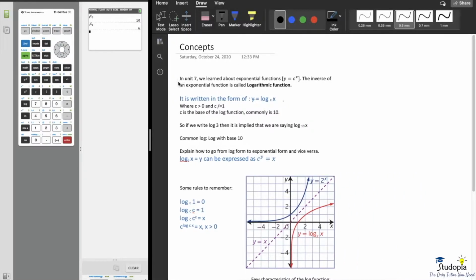Okay, so in Unit 7, we learned about exponential functions, right? We learned about y equals c to the power of x. The inverse of an exponential function is known as a logarithmic function, which again in short is known as log function. Or, you would just say, hey, I'm doing logs. So that's just another way of saying it. But basically remember that the inverse of an exponential function is logs.